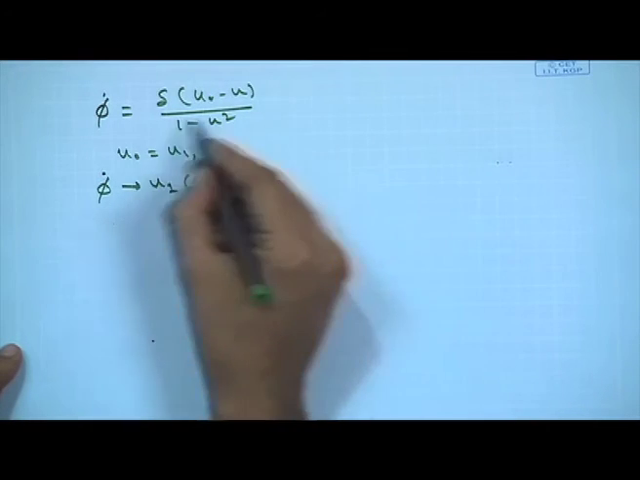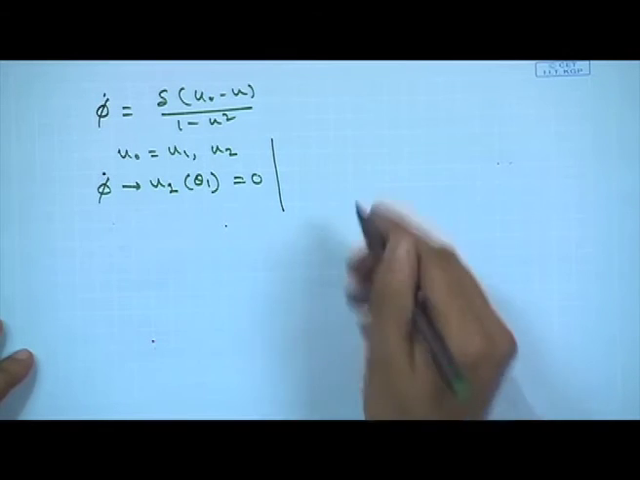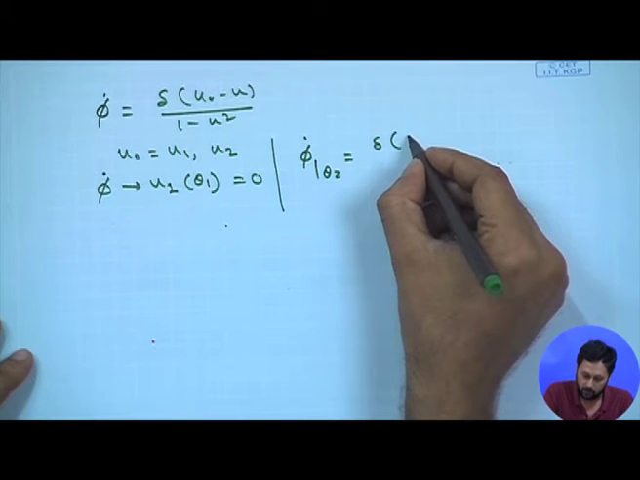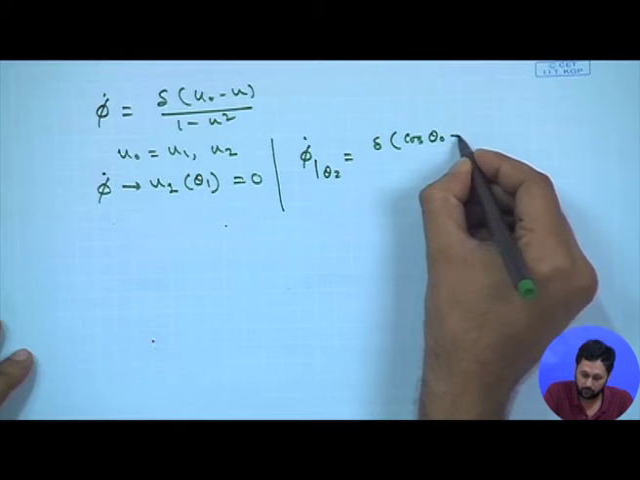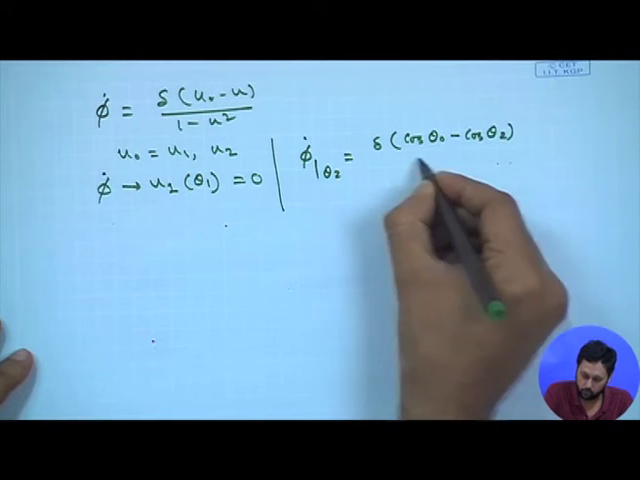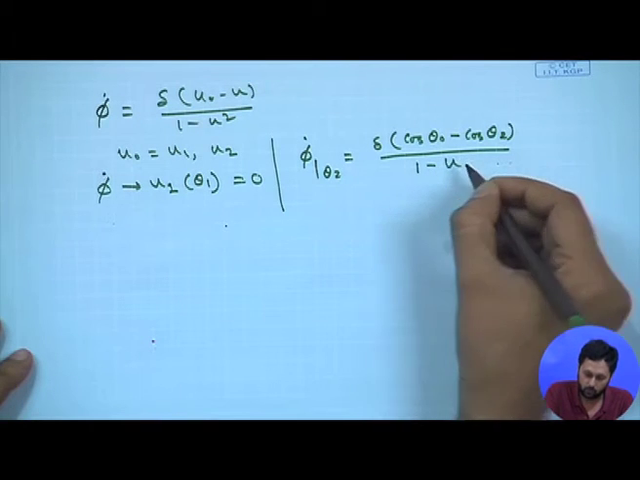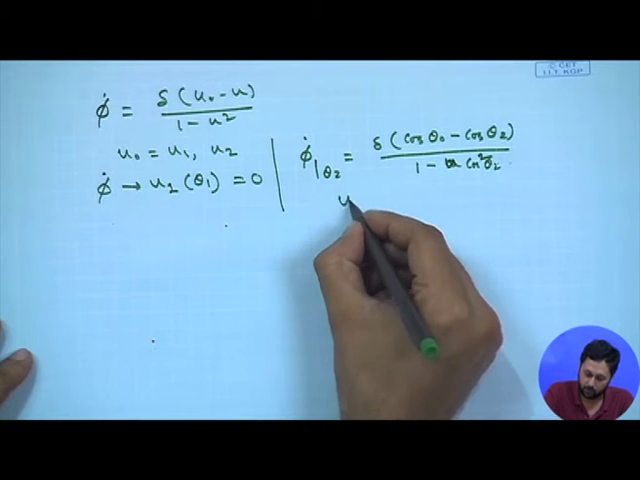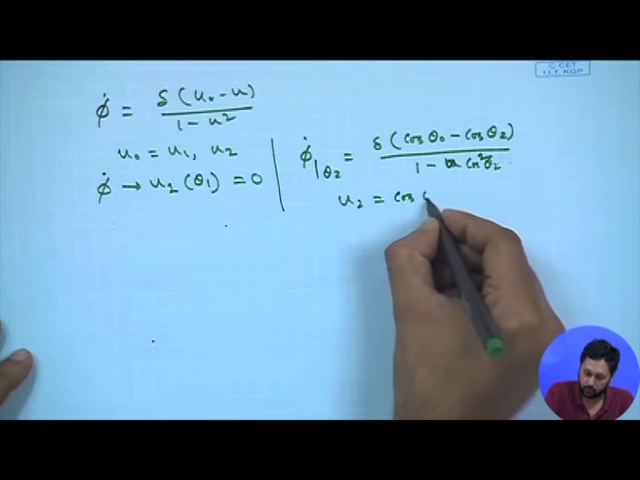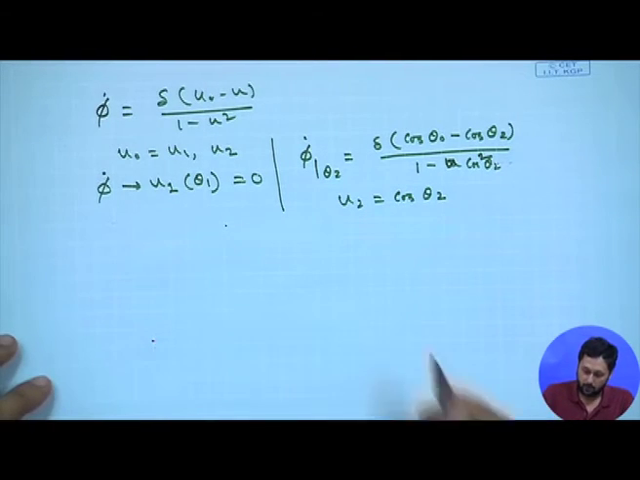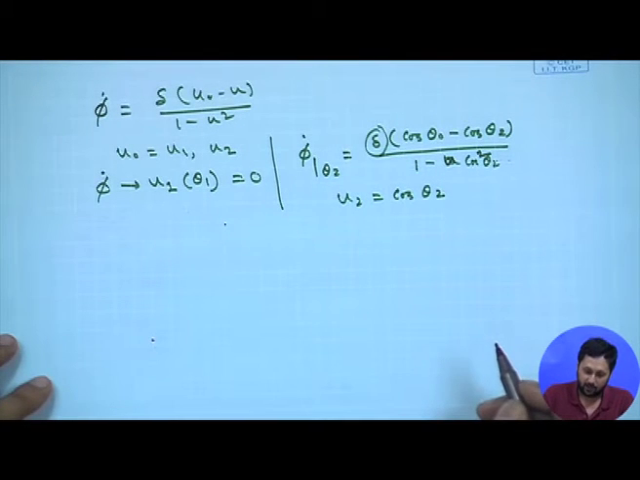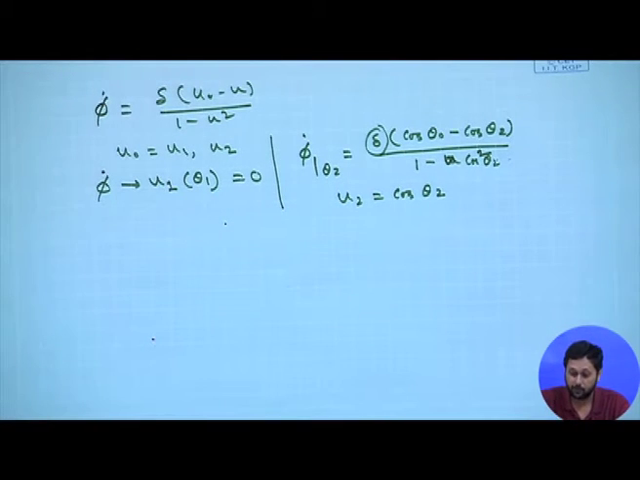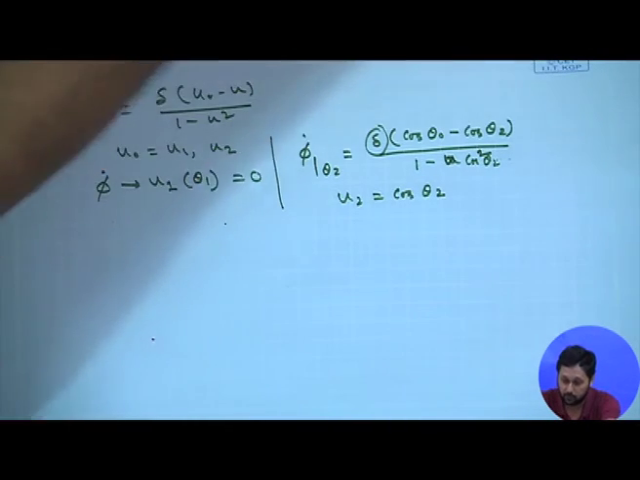So, we have to calculate the speed at the lower limit. So, phi dot at theta 2 will be delta times cos theta 0 minus cos theta 2, divided by 1 minus cos square theta 2, because u2 is equal to cos theta 2, right. Now, we have to find out a value for delta. That is where the trick is. The spinning speed is given. Now, what is the expression for delta? If you remember the expression for delta, okay, of course, I have to find it for you.